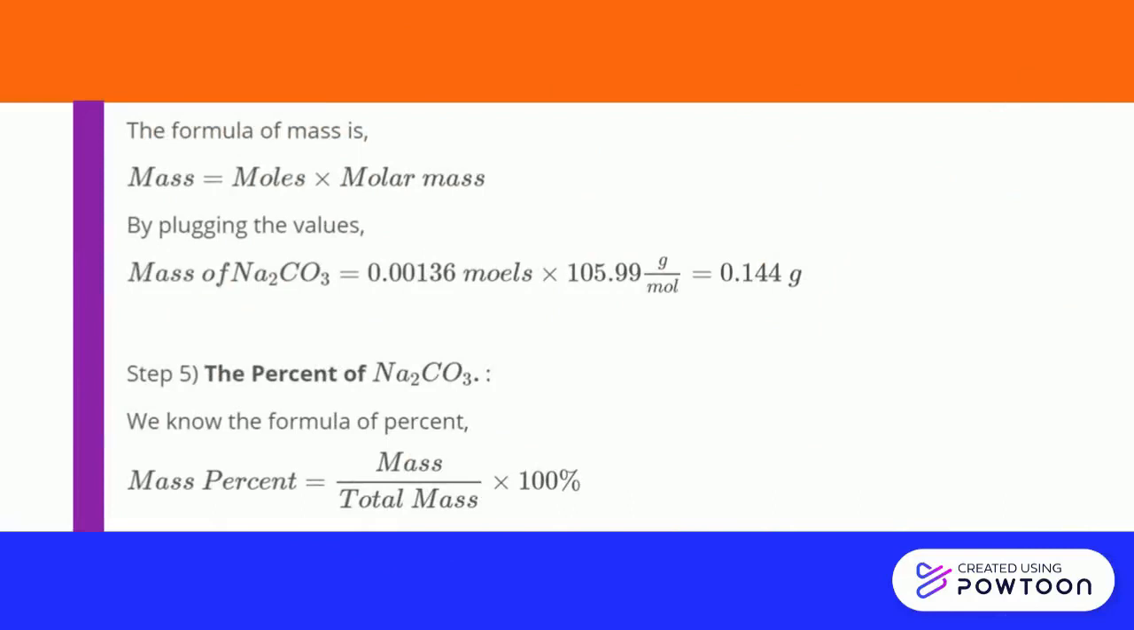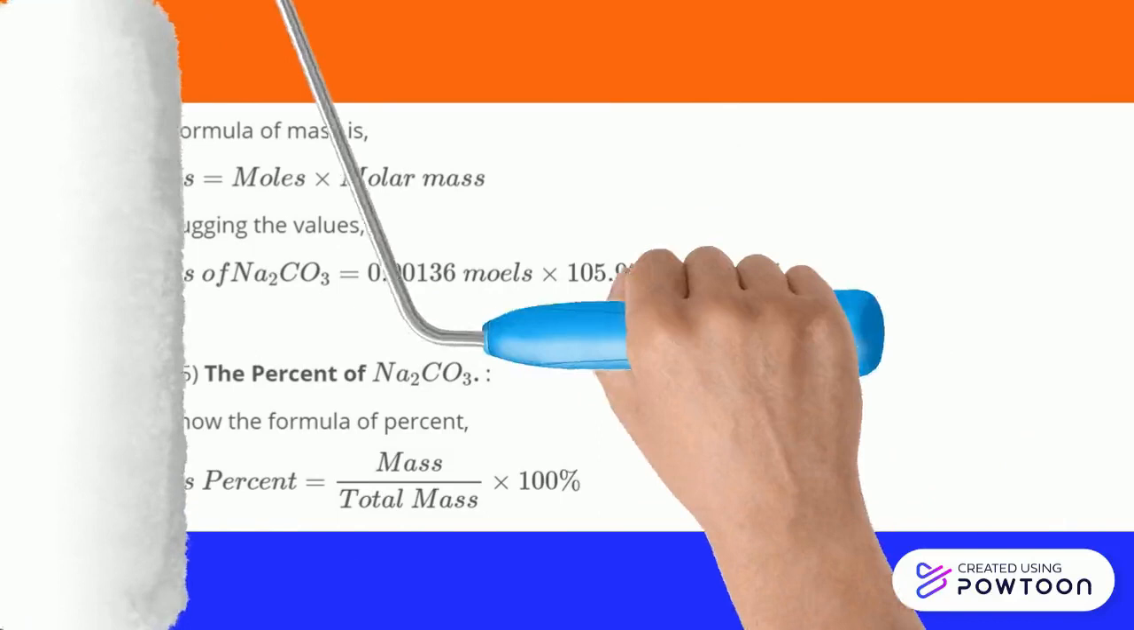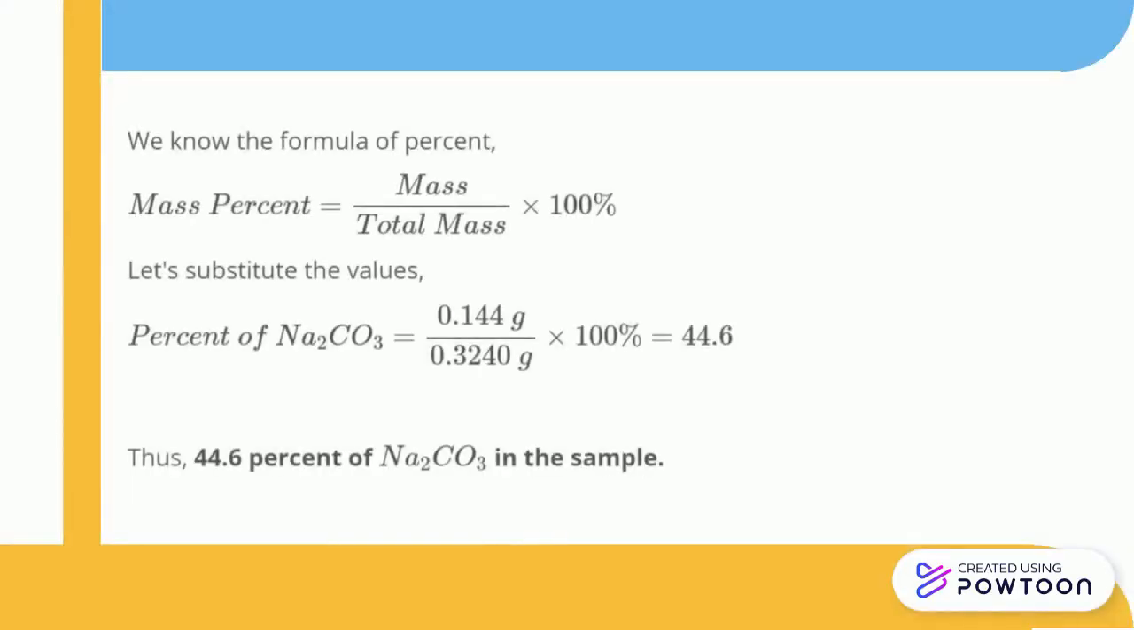To calculate the percentage of sodium carbonate, we use the formula of mass is equal to moles times molar mass. So we can get the mass of sodium carbonate is equal to 0.144 grams. Finally, we use the formula of mass percent equal to mass divided by total mass times 100%. And the percent value of sodium carbonate is 44.6%.